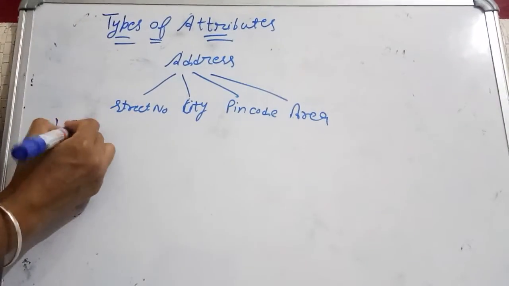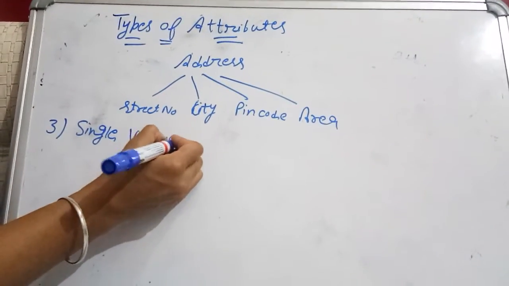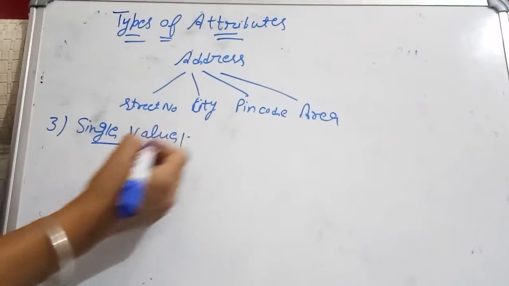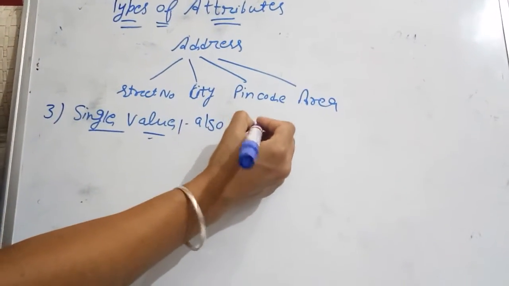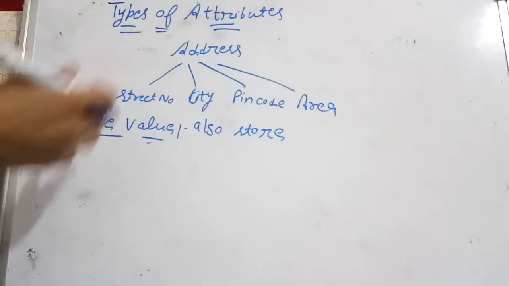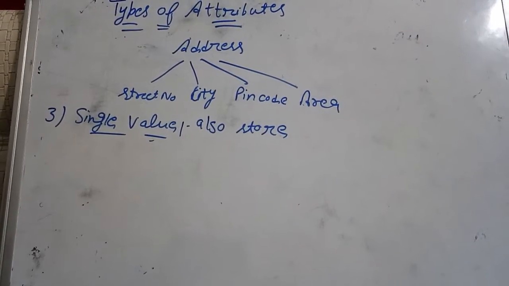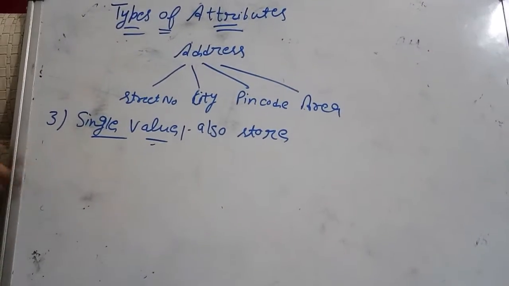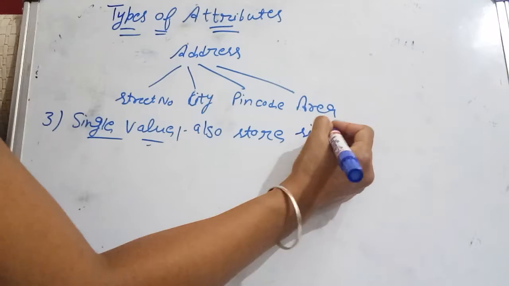Now the third one is single valued attribute. A single valued attribute also stores a single value. Now what is the difference between simple and single valued attributes? A simple attribute shows independent existence, and a single valued attribute shows dependent existence. It also stores a single value.